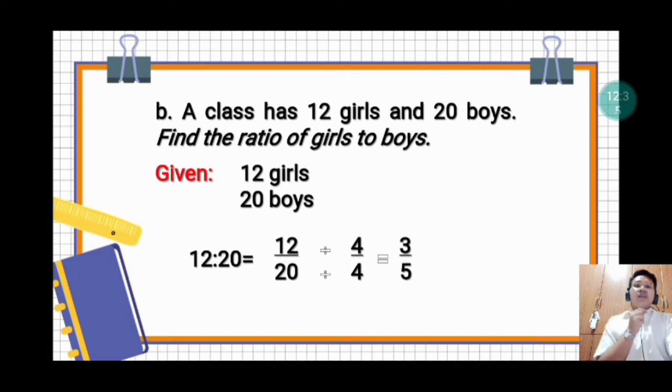However, we need to convert it again into ratio. So, anyone? Alright, very good. So, this would give us an answer of 3 is to 5 because the numerator 3 would serve as our antecedent and the 5, which is the denominator, would serve as our consequent. Okay.